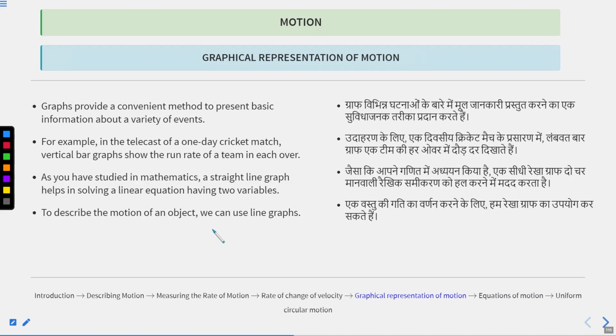Now let's move on to the next topic. Here the acceleration part is completed. Now we will start a new topic, which is graphical representation of motion.